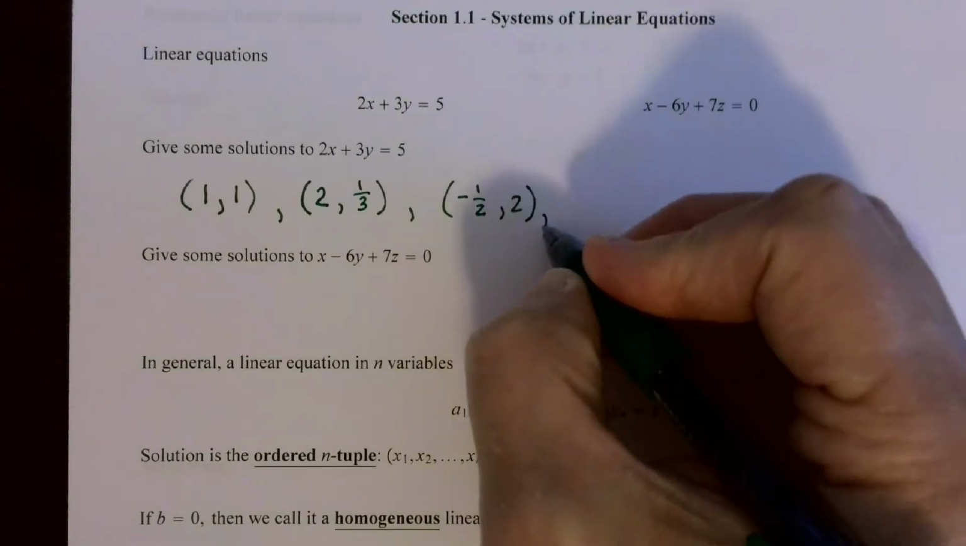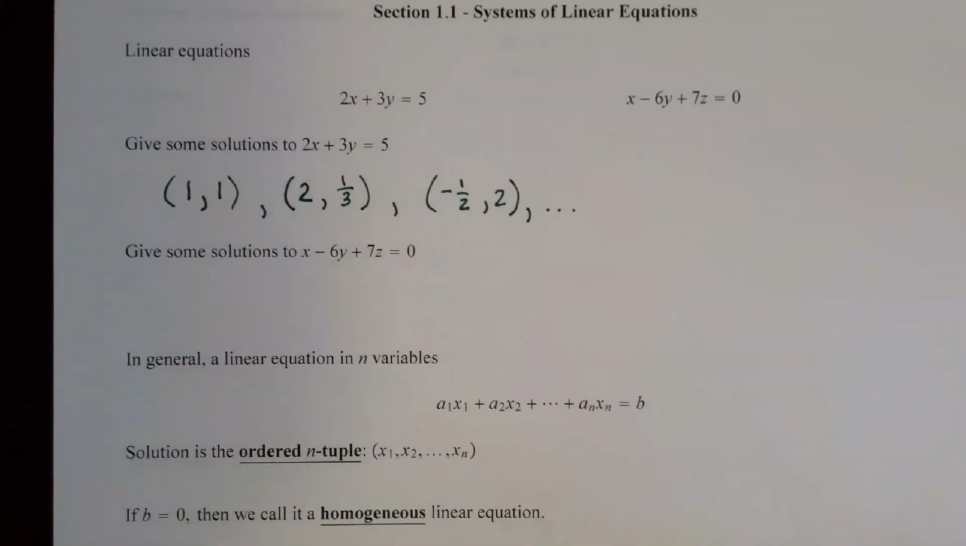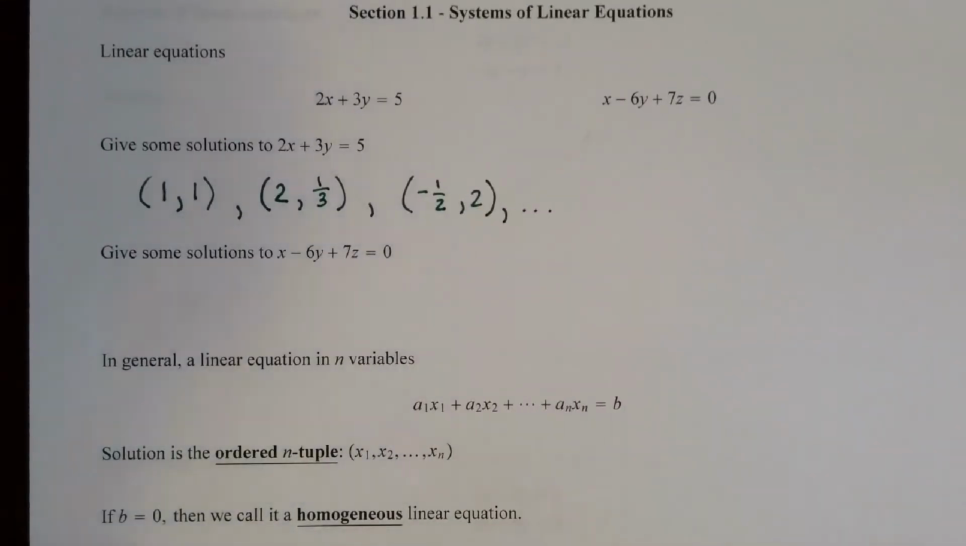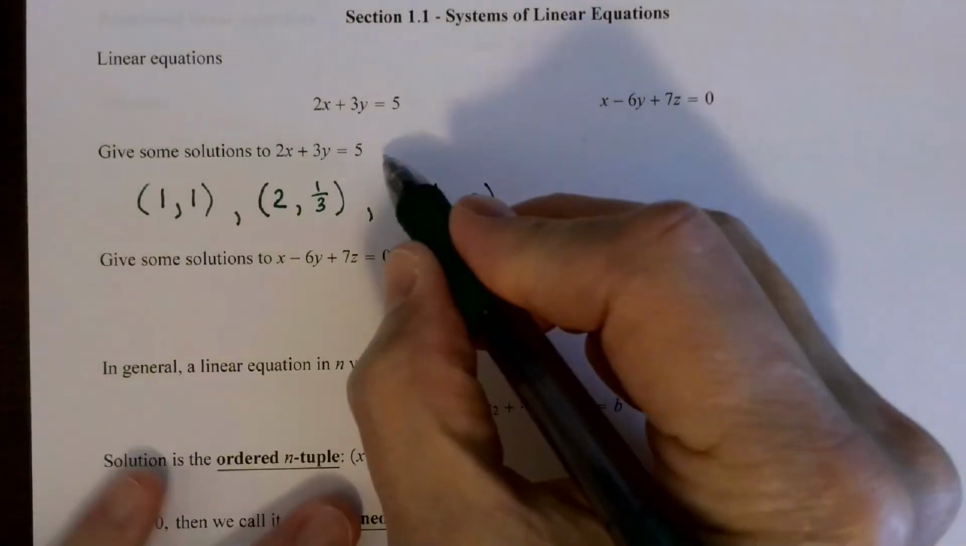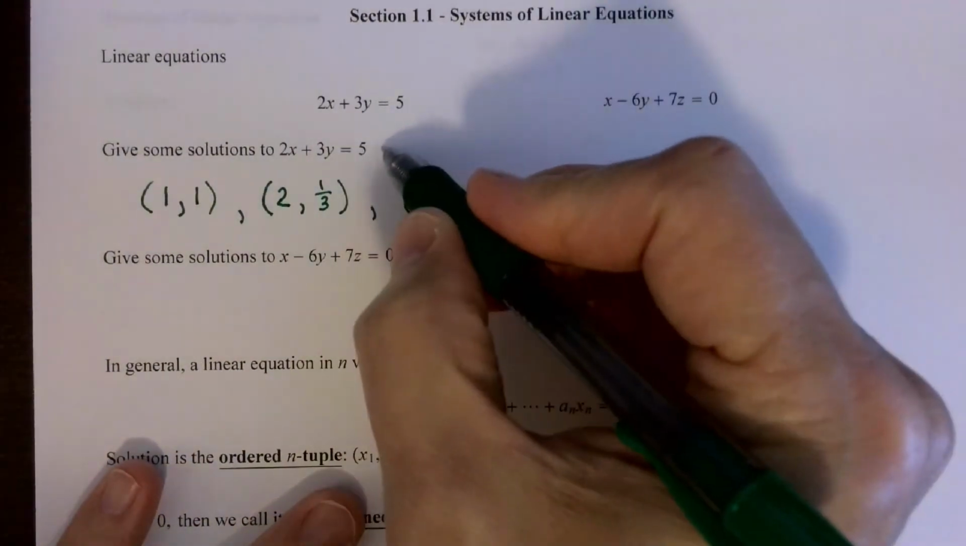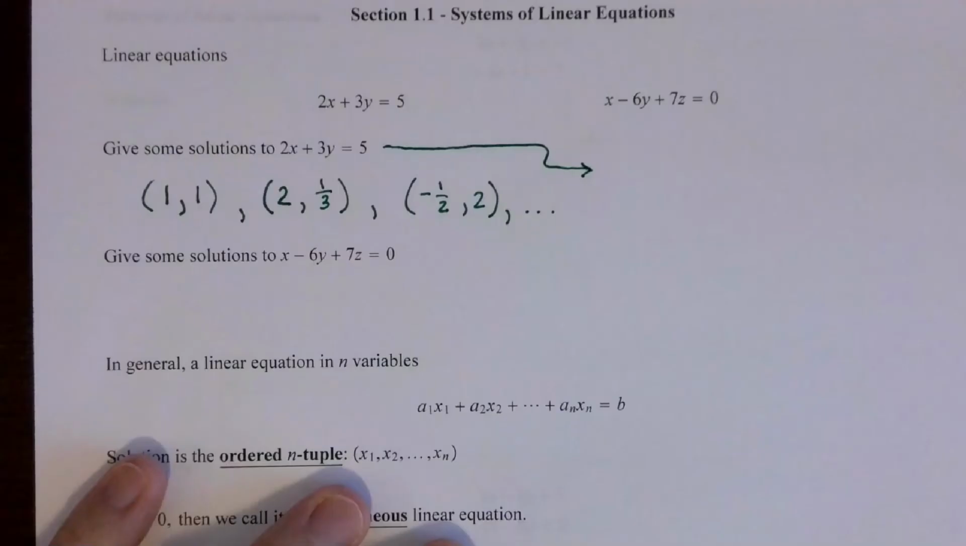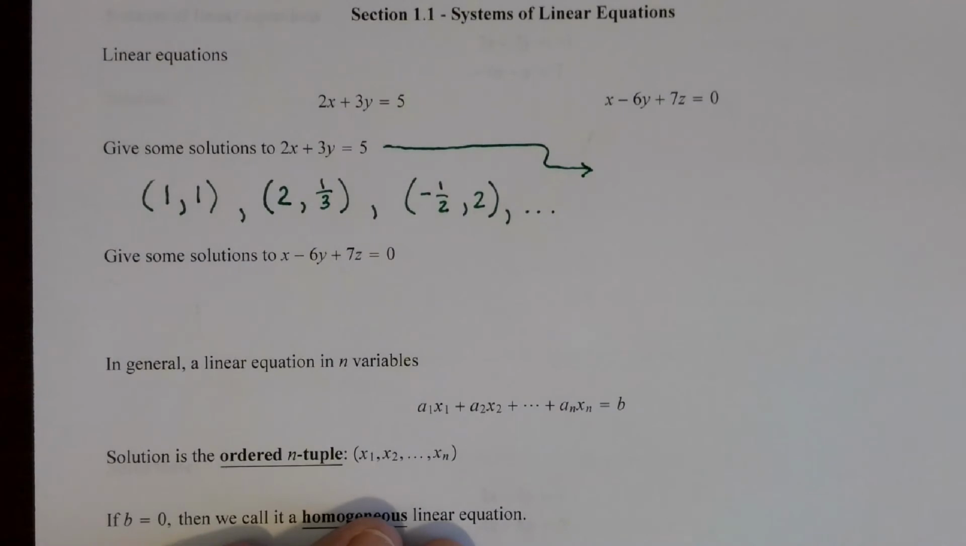Okay, and this process can go on. You can probably come up with some others on your own if you're looking at this. In general, we can find how many solutions? Well, there's infinitely many. We've already said that this relationship, if we were to graph it, is a line in the plane, and so there's infinitely many points on that line.